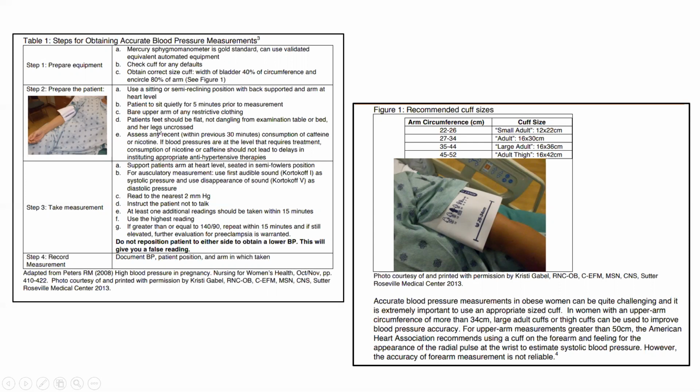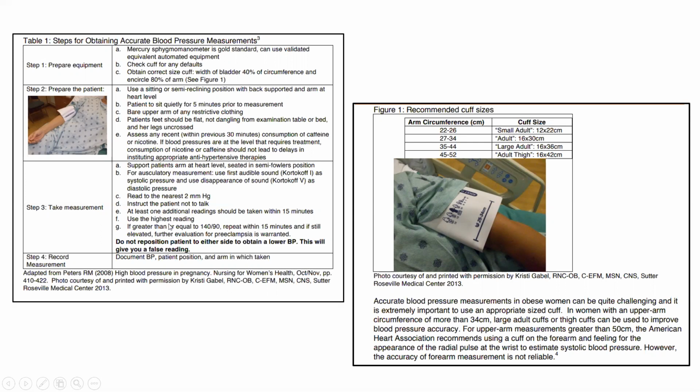So think about the last time you did a blood pressure, were you thinking about all these things? Has she recently consumed caffeine or nicotine? This is super important because it will affect those blood pressure measurements. And then we're going to take the measurement, and instruct the patient not to talk while you're doing the measurement. You can take at least one additional reading within 15 minutes. You're going to use the highest reading.